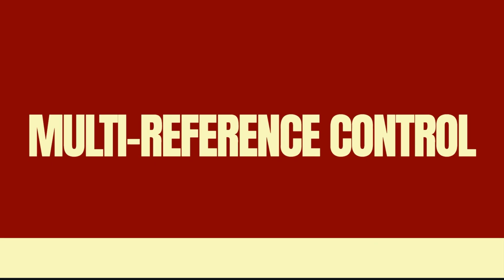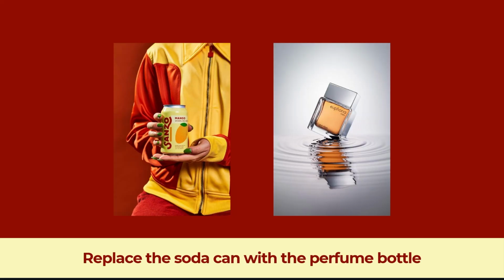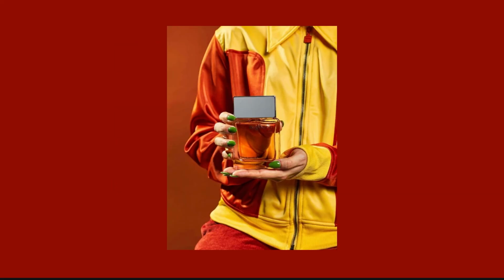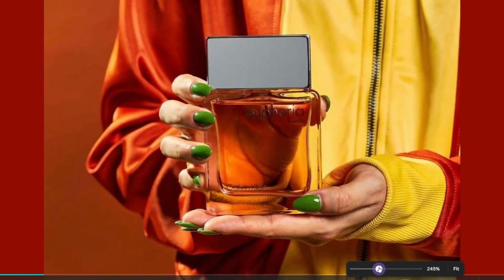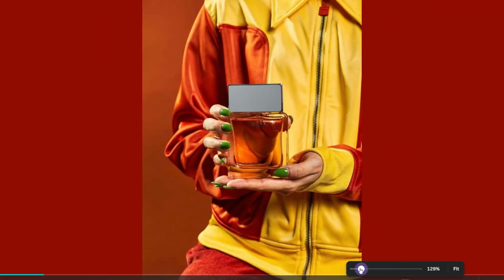Now, the first thing that they mentioned on their blog post, and they were pretty proud about this, was the multi-reference control. So first of all, I started with a simple prompt and a simple multi-reference thing. Replace the soda can with the perfume bottle, and it did perfectly fine. Because if I zoom in, as you can see, it preserves the text and the logo, especially here and here, and it is also doing perfectly fine with the refraction of the glass, and obviously everything else remains the same.